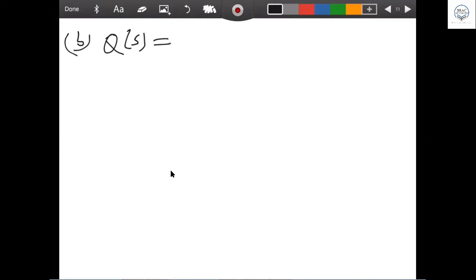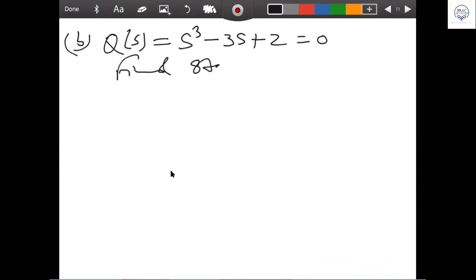S cube minus 3s plus 2 equal to 0. Okay, can you find the stability using RSC? This is another special case, and you will face the same problem.